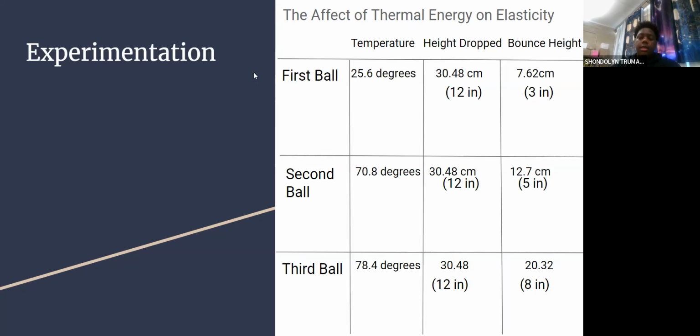This is the data for my experiment. The data shows the temperatures, the height that it was dropped from, and the bounce height. The first ball and the second ball showed that the lower the temperature, the lower it bounced.